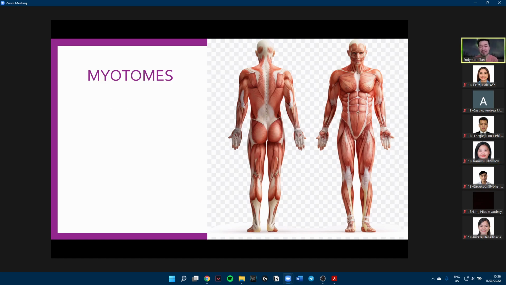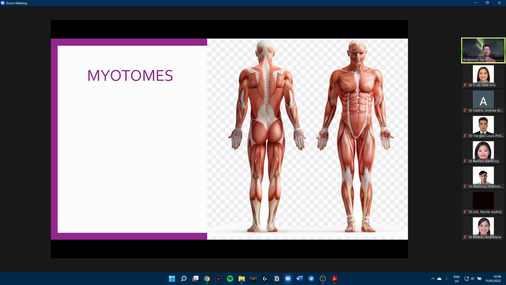So L2, hip flexion. L3, knee extension, your quadriceps femoris. L4 is ankle dorsiflexion. L5 is big toe dorsiflexion or big toe extension. S1 is your plantar flexion.